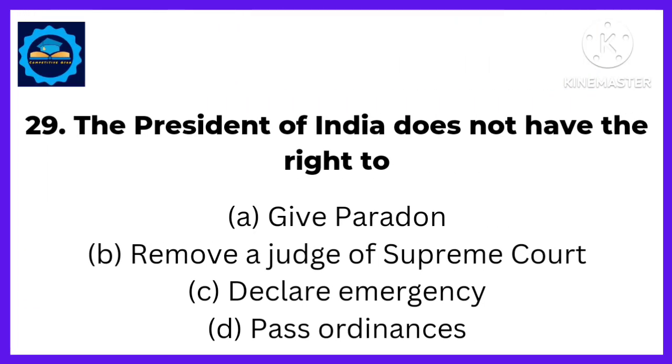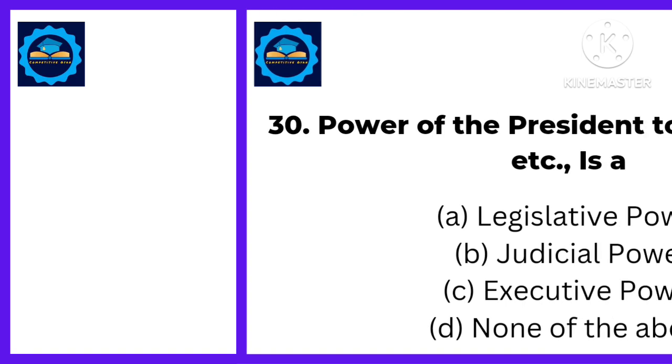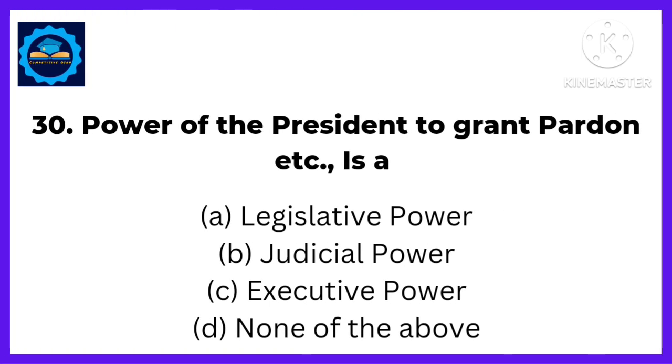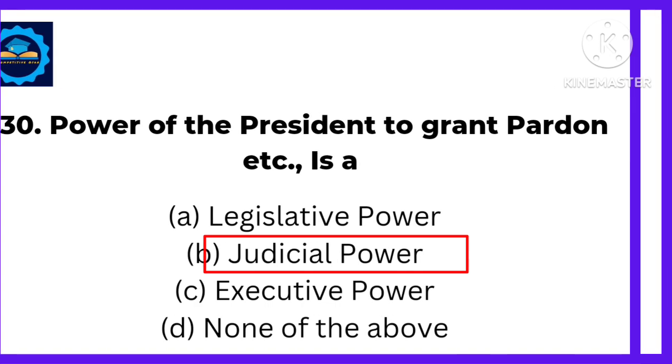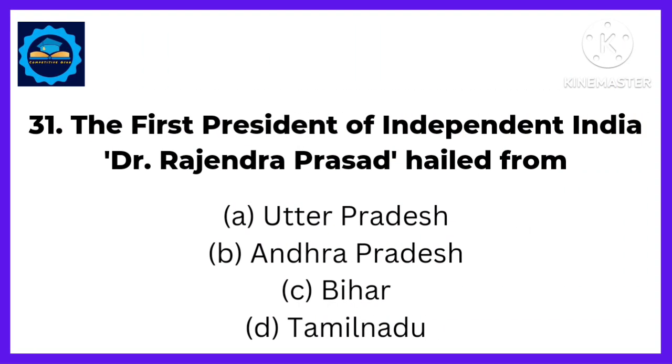Next, the President of India does not have the right to? Answer. The President of India does not have the right to remove a judge of the Supreme Court. Next, the power of the President to grant pardon is a? Answer. Judicial power of the President. Next, the first President of independent India, Dr. Rajendra Prasad, hailed from? Answer. From Bihar.